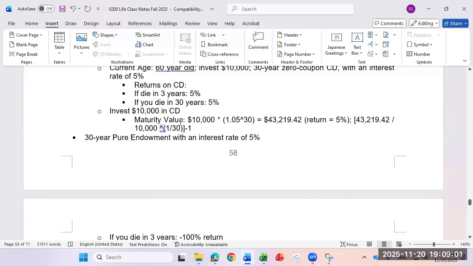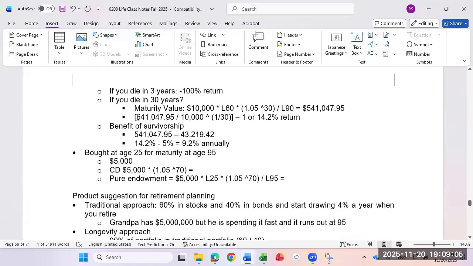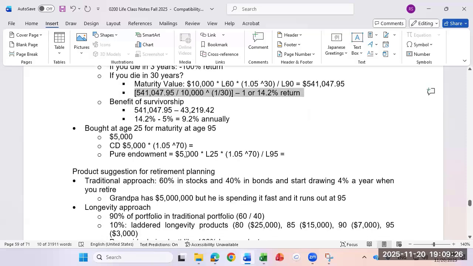So for the CD, you make 5% no matter what. For this product, if you make it to age 90, you made $541,000. You invested $10,000. You raise that to the 1/30th minus 1. You made 14.2% over 30 years. And this is guaranteed, backed by a life insurance company and backed by the state of Texas.